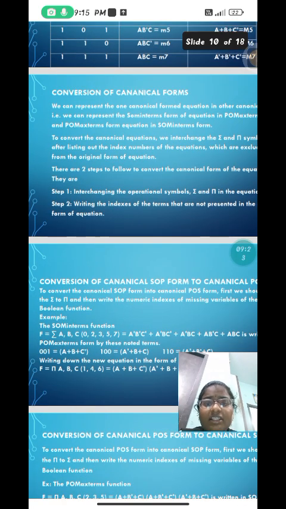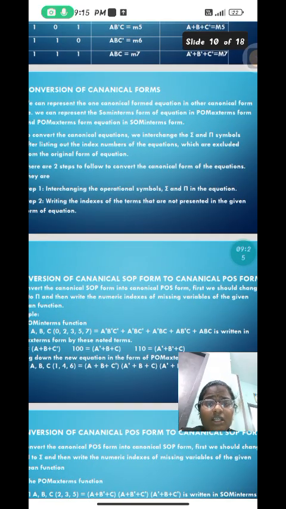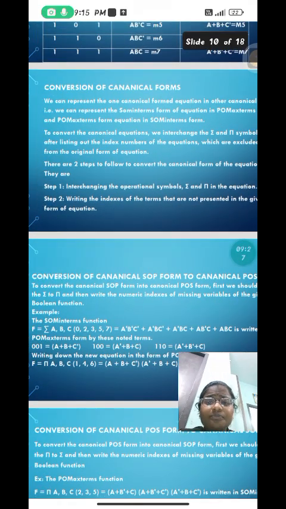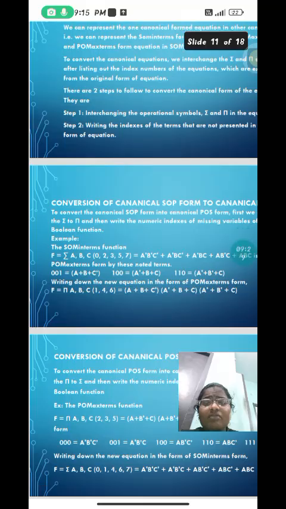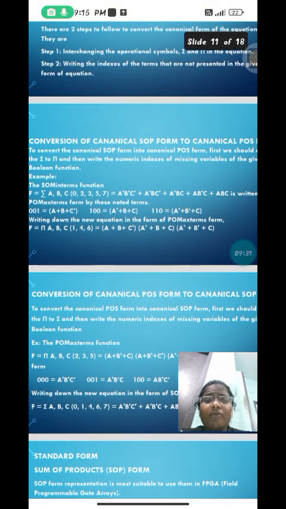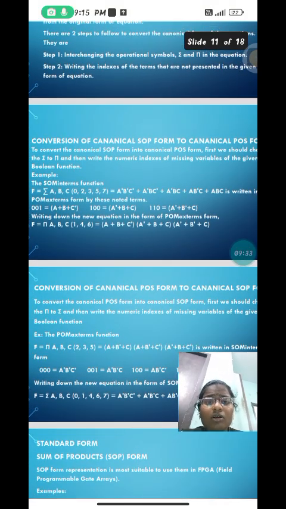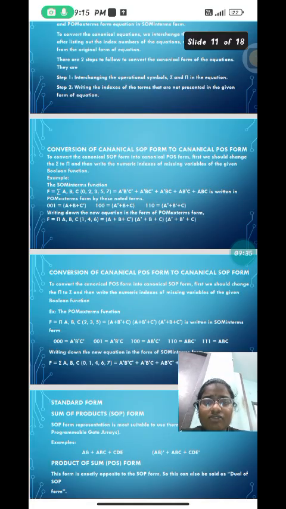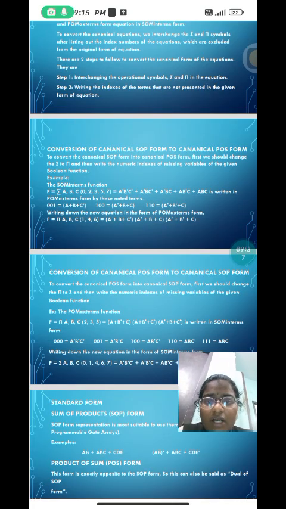Second step, writing the indexes of the terms that are not present in the given form of the equation. We will see the SOP form to POS form. To convert the canonical SOP form into canonical POS form, first we change the summation to pi.